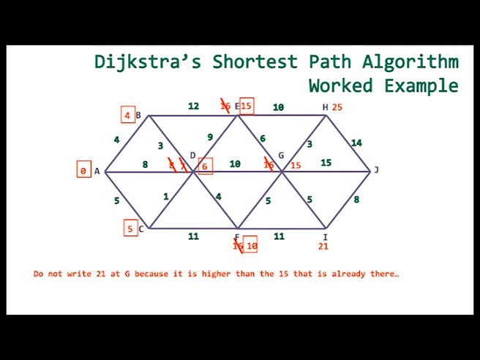So we're looking at the numbers, and we're starting at G now because G is the next lowest number. So we put a box around G. So we're going from G to H.